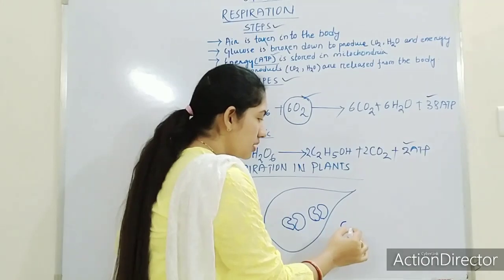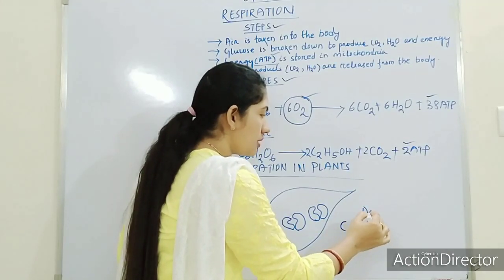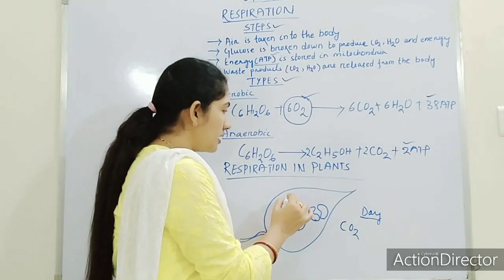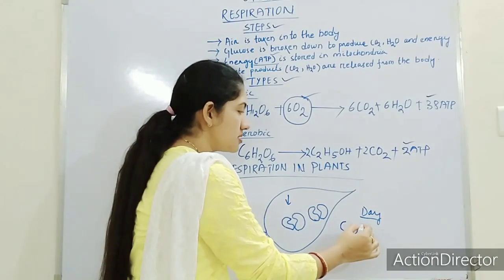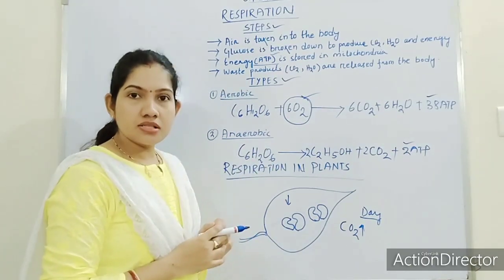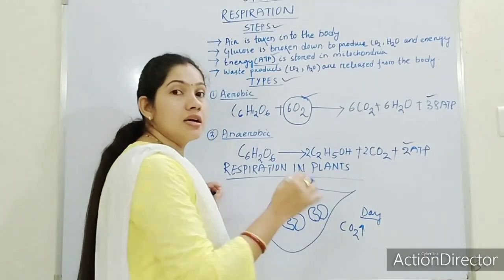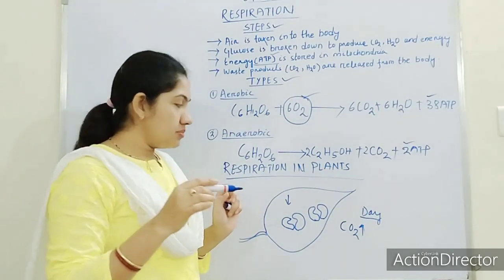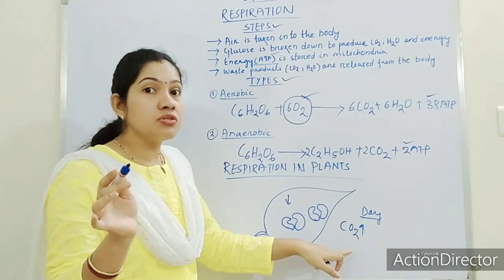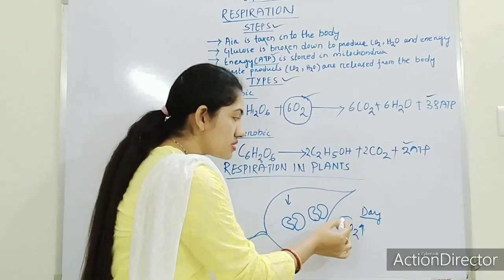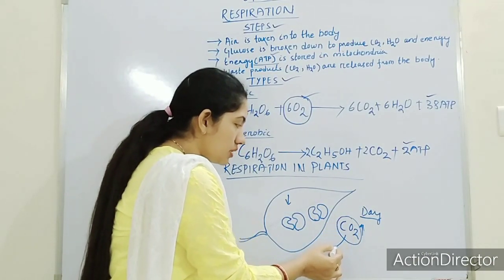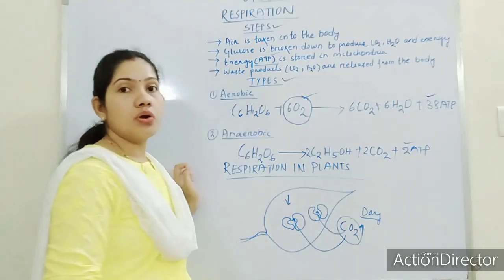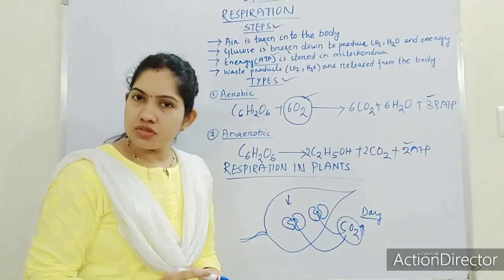So what happened? Here we are talking about daytime. More carbon dioxide outside, and inside the leaf the carbon dioxide amount is less. So diffusion takes place. What diffusion? Inward diffusion. Inward diffusion means the carbon dioxide moves inside the leaf through the stomatal pore, and the leaf will undergo photosynthesis.